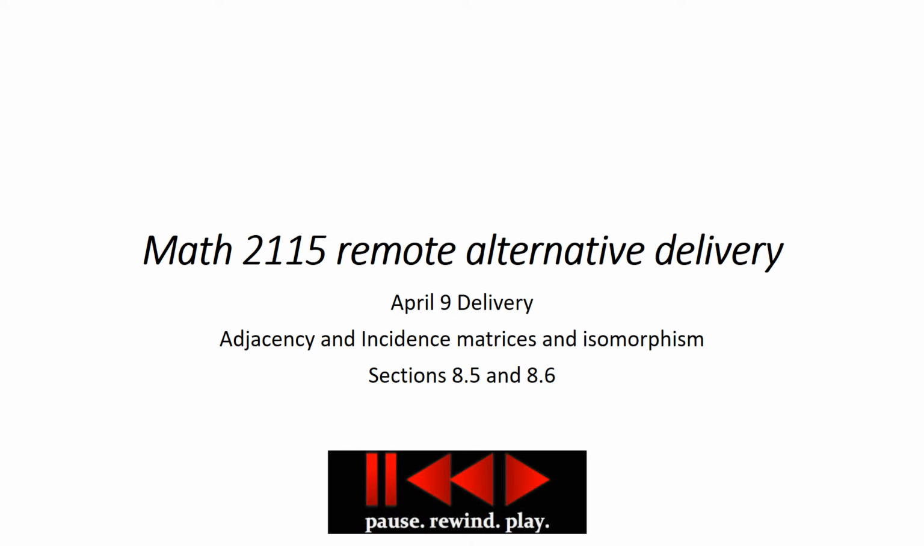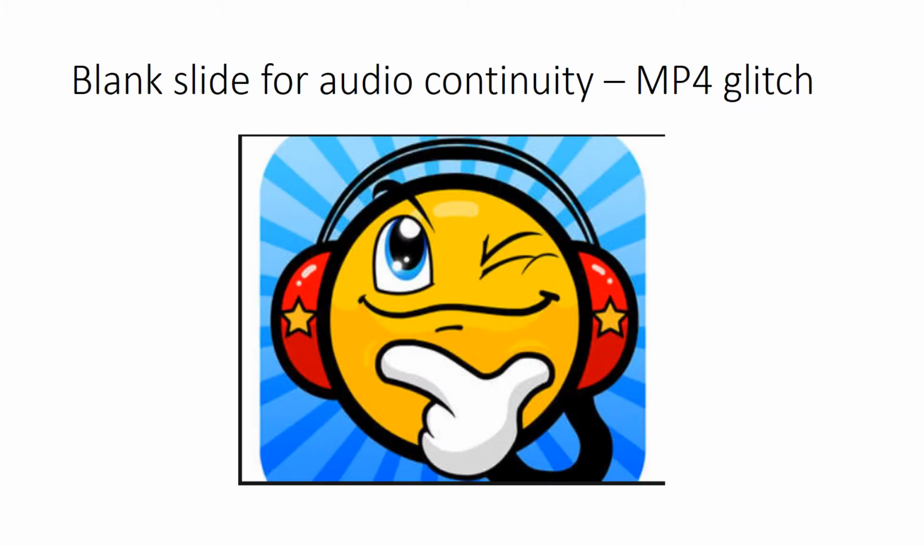Hello again, this is Math 2115, Remote Alternate Delivery for April the 9th, and after a short review of some problems from the past, we'll move on and talk about some new stuff. The new stuff will include adjacency and incident matrices, and in another slice, isomorphisms. This is covering sections 8.5 and 8.6 in your book altogether. The first slice will be 8.5.